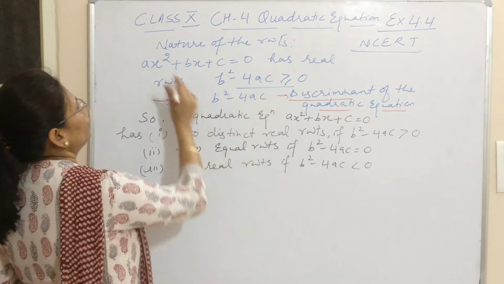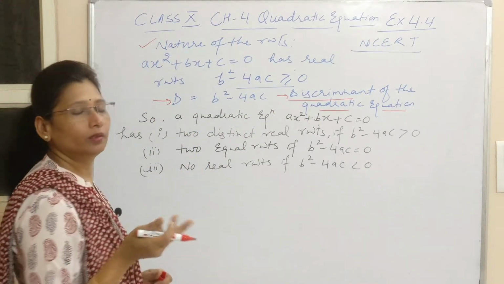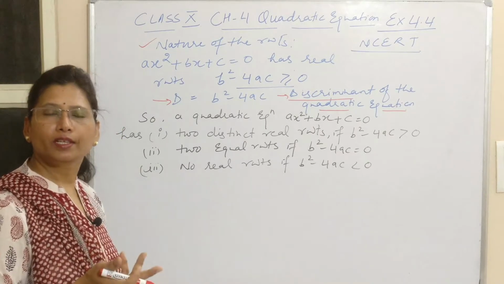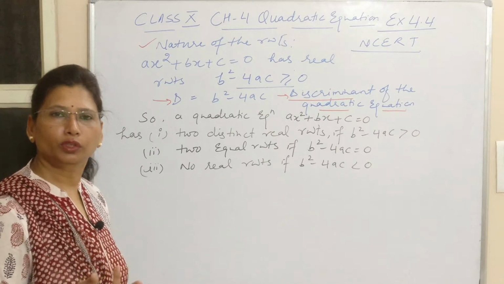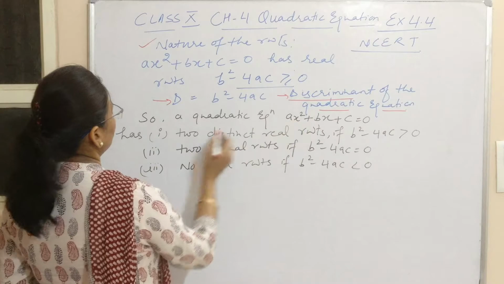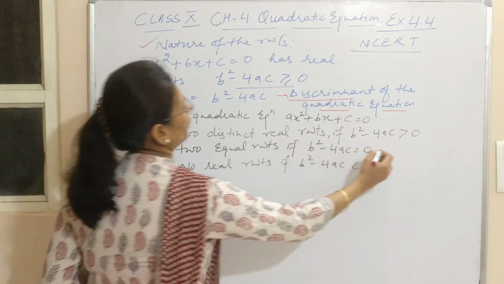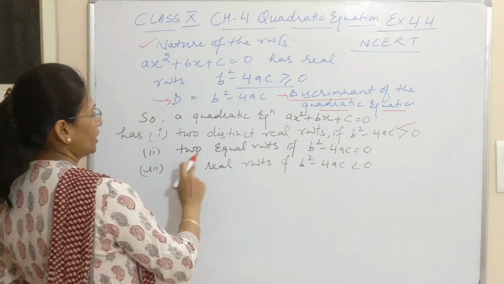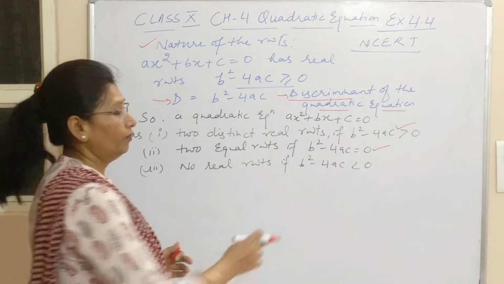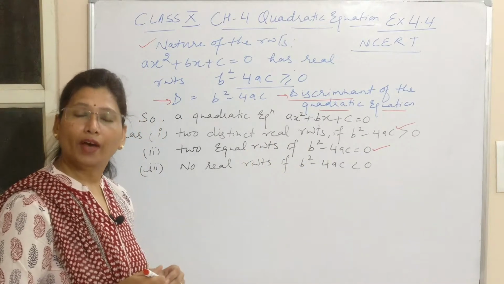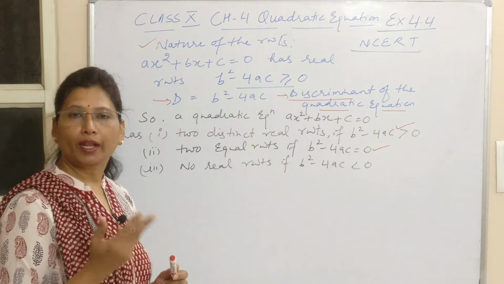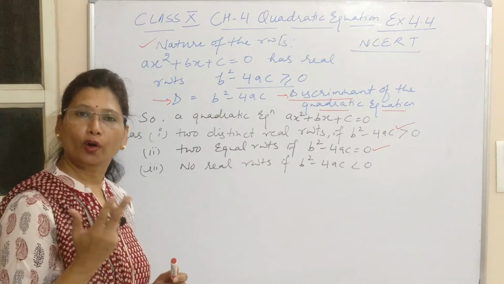This decides the nature of the roots, and the questions asked can be 1 marker or 2 marker. If the roots exist, find out the roots. That can be the further question after deciding the nature of the roots. So a quadratic equation has 2 distinct real roots if this value is greater than 0. It has 2 equal roots if the value is equal to 0, and it has no real roots if this is less than 0, because if the value is less than 0, then we cannot find the square root, as the square root of a negative number cannot be found.